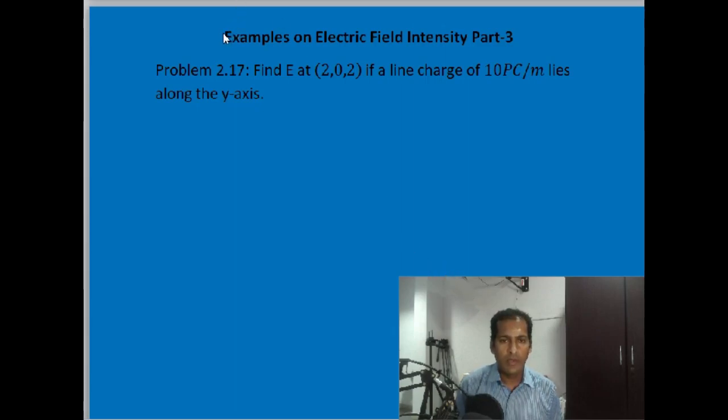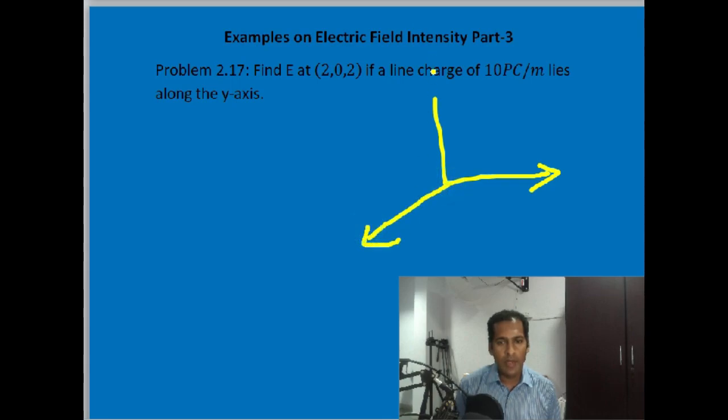Today I am going to discuss the examples on electric field intensity. So today we'll continue with our next example. Here we have to find out the electric field intensity at (2, 0, 0). So these are the points given on the x, y and z axis.